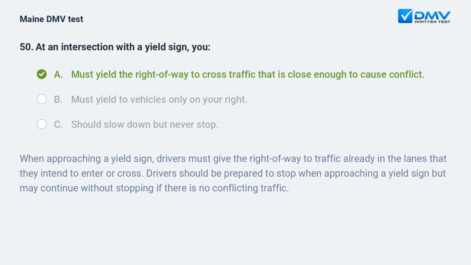When approaching a yield sign, drivers must give the right of way to traffic already in the lanes that they intend to enter or cross. Drivers should be prepared to stop when approaching a yield sign but may continue without stopping if there is no conflicting traffic.